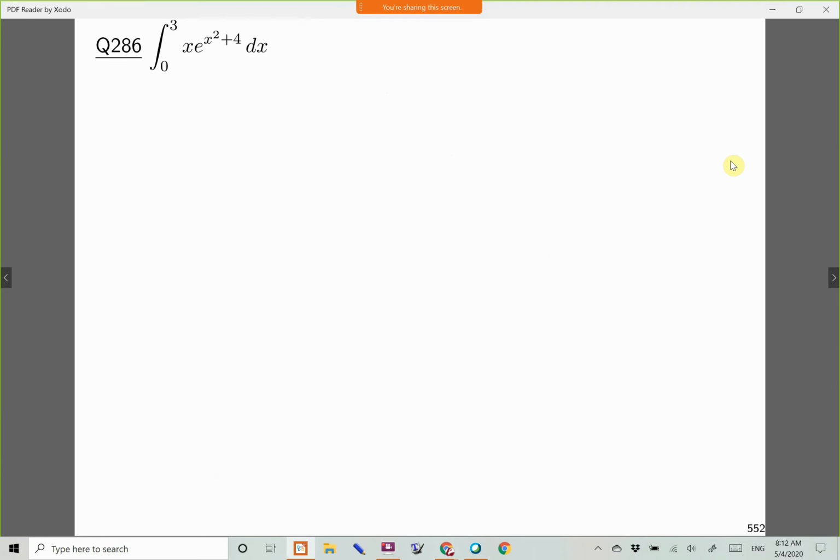So I've got integral from 0 to 3, x e to the x squared plus 4 dx. So just write the indefinite integral on its own line. You don't have to worry about all this stuff. Indefinite integral on its own line. I'm going to pick a u. U will be x squared plus 4. So d over dx is 2x. Solving for dx, you'll have du over 2x equals dx.